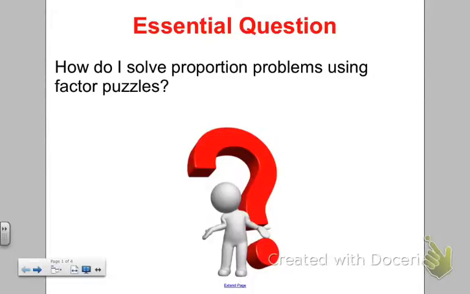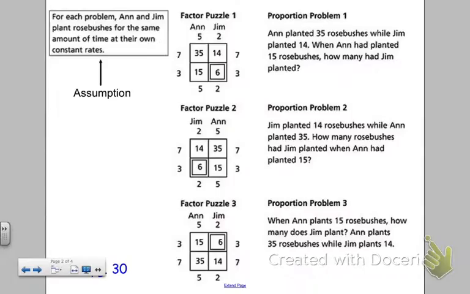Lesson 11. How do I solve proportion problems using factor puzzles? So we're going to be looking at proportion problems again, and we're going to be solving them mainly with factor puzzles, not ratio tables. Now we are going to skip around a little bit. We're actually going to look at workbook page 30.